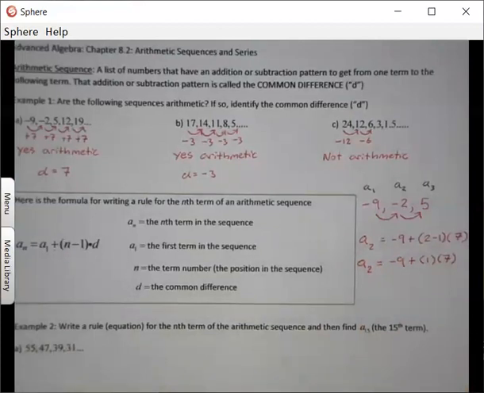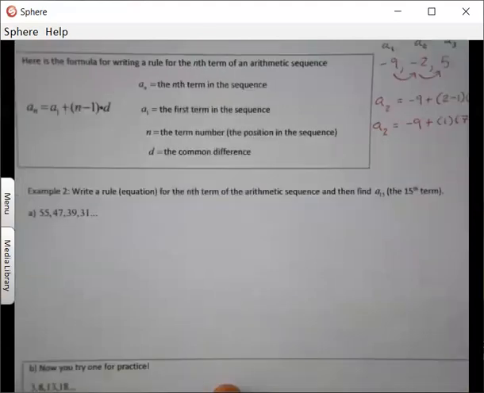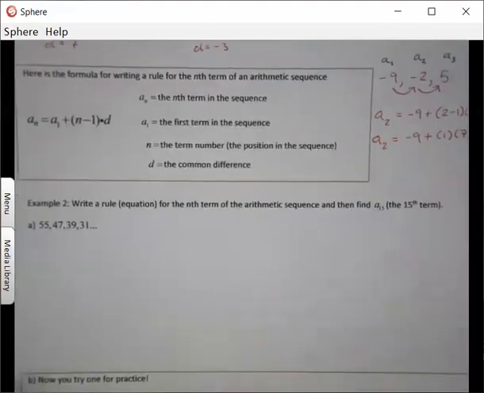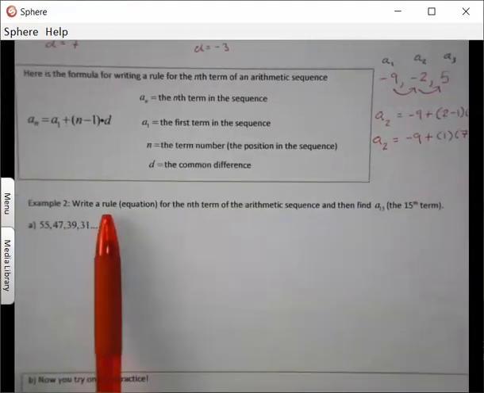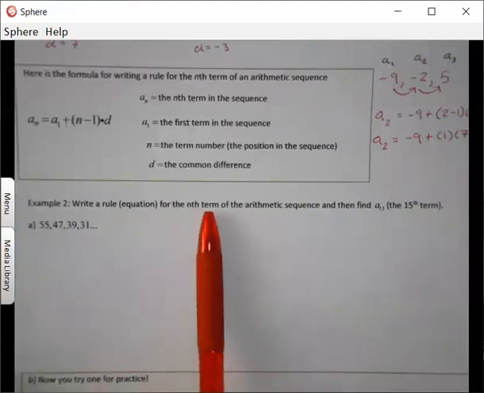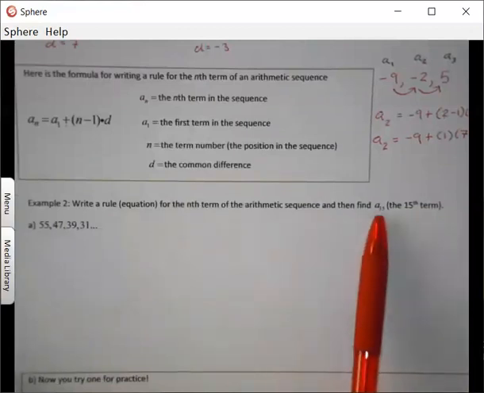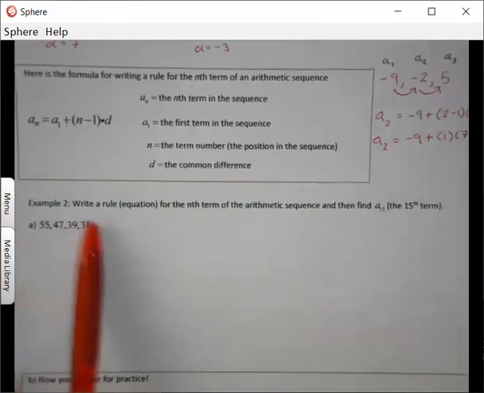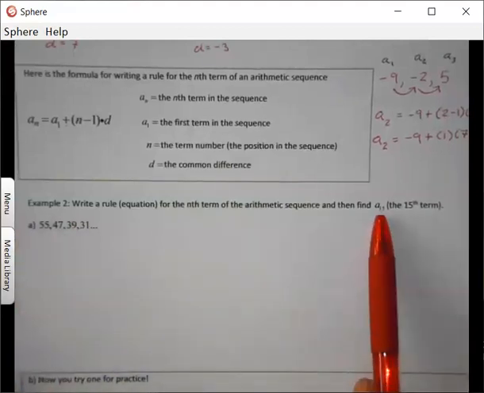All right, so let's do a different type of example. If we look at number 2, it says write a rule, which means another way to say it is an equation, for the nth term of the arithmetic sequence and find a sub 15. So we want to write a general rule for any term, and then we want to find the 15th term.